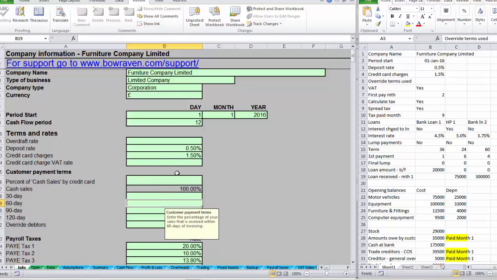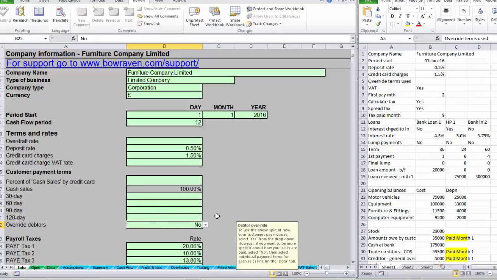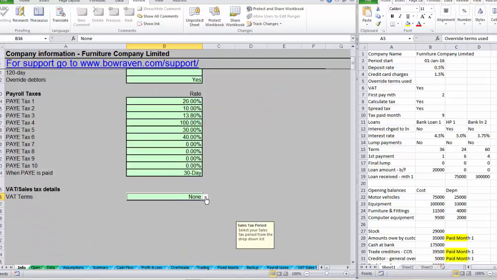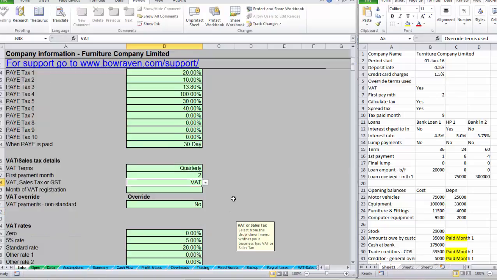There are two ways of putting your cash received figures based upon how your sales are paid by your customers. You can have an overriding totals here by putting in percentages, or you can put them specific for each of the sales line. So what I'm going to do, I'm going to change that to yes to override it, and that will make sense in a minute. The business is VAT registered and it's paid quarterly, and the first VAT month over here is month 2.